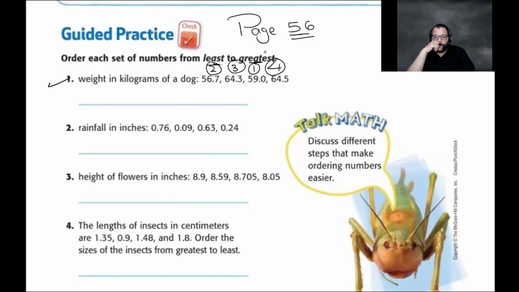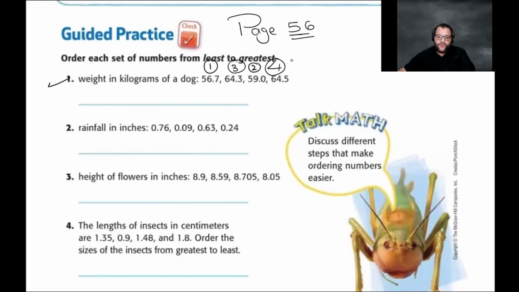This one, it's wrong, Master. Why is it wrong? Because the first one is 56.7. Yes, that is the smallest number, 56.7. And then 59.0. Yes, that is the second number. After that, all of them are right.